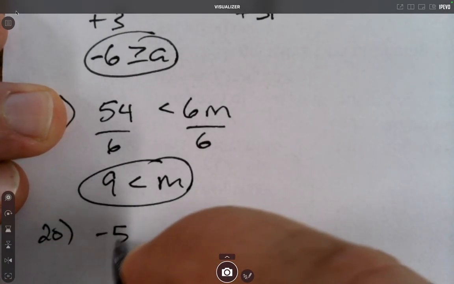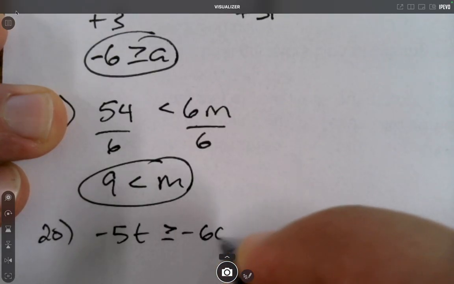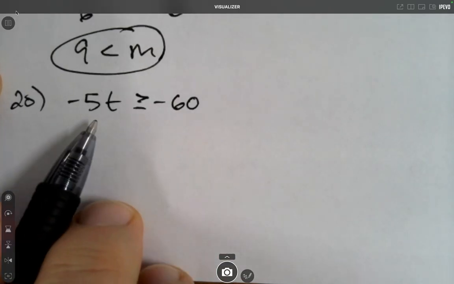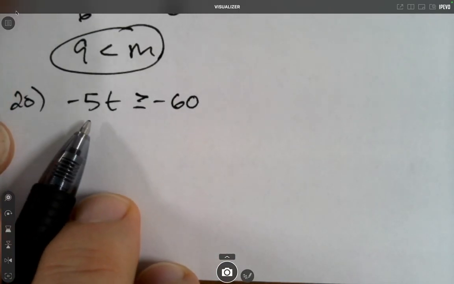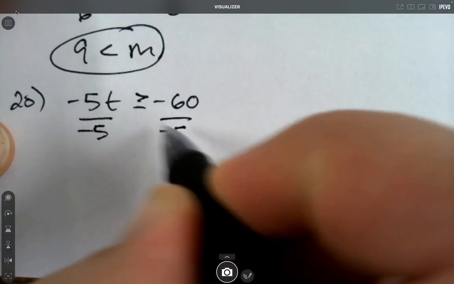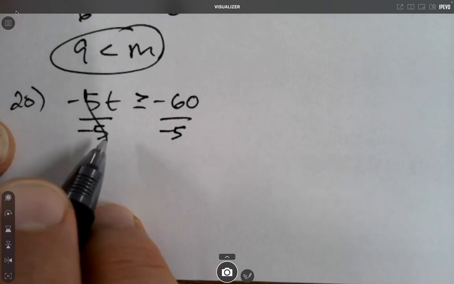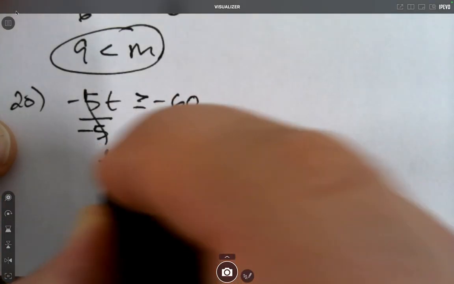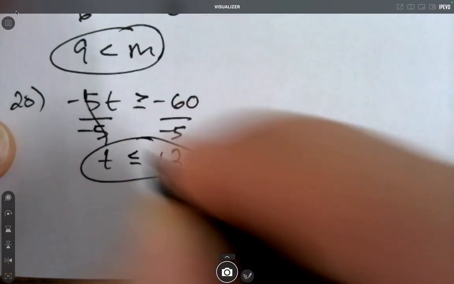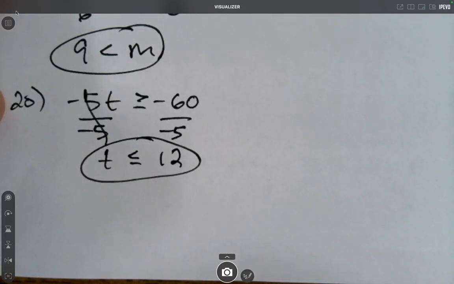We have -5t greater than or equal to -60. So similar to number 19, the term with the variable is already by itself, but we have a coefficient, so we want to divide both sides by -5. And remember, anytime you multiply or divide by a negative number, we have to reverse the inequality sign. And -60 divided by -5 is +12.